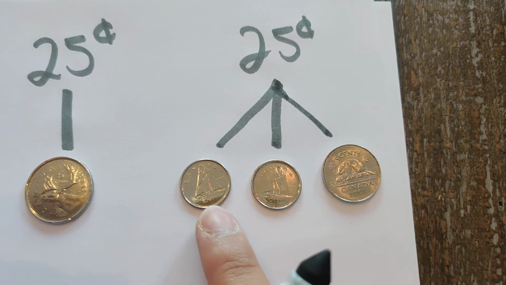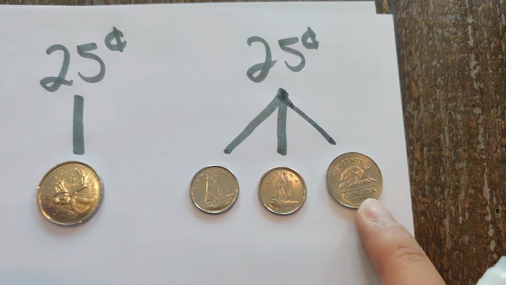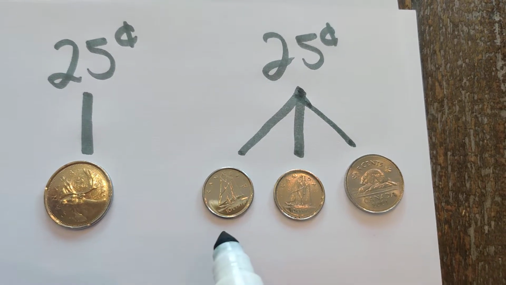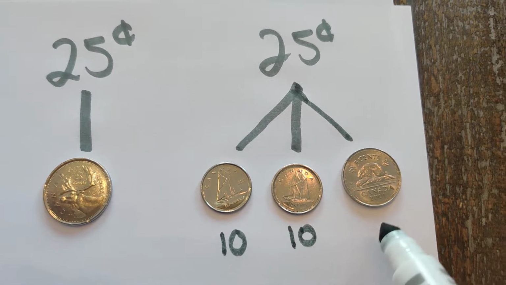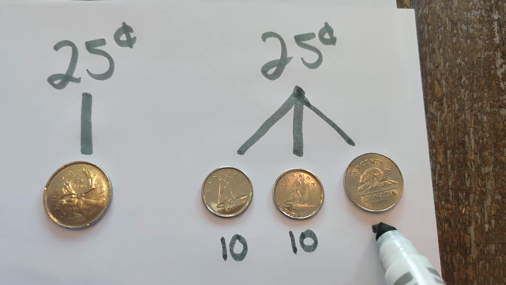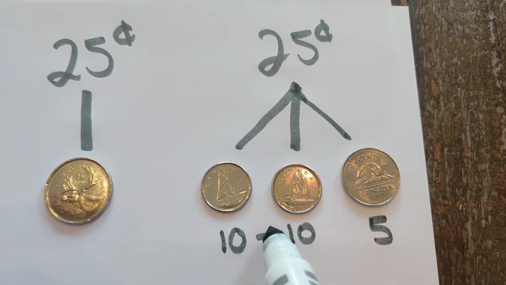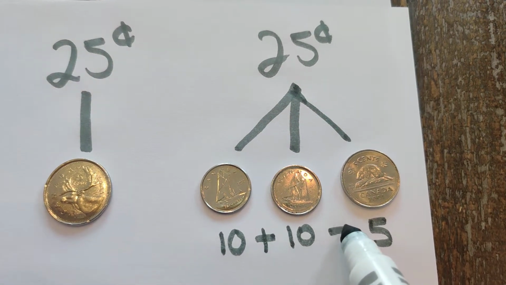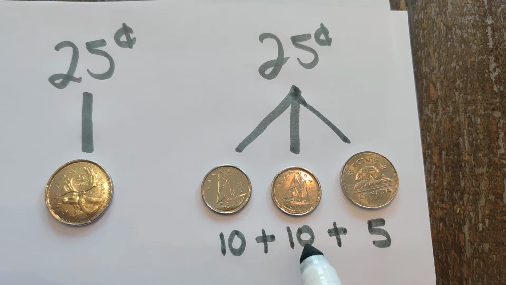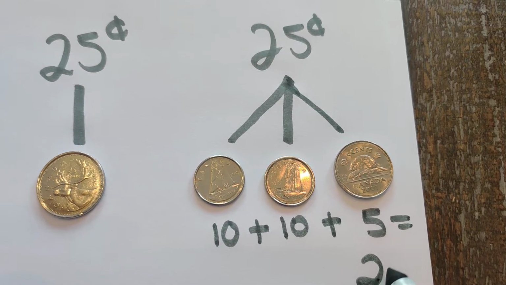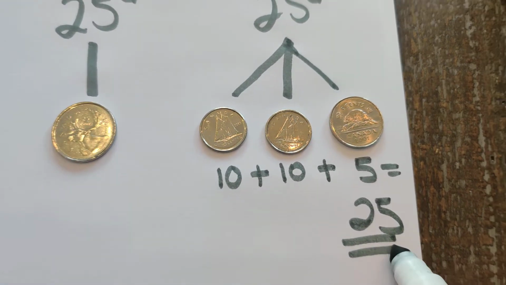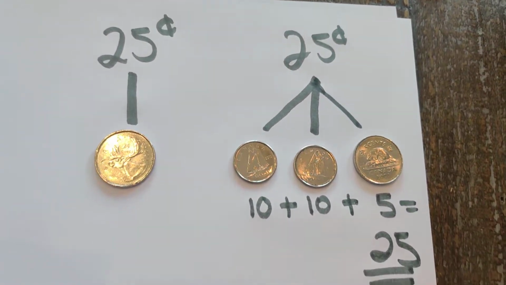So you could just use 1 coin of 25 cents or 1 quarter to represent 25 cents. Or you can use a dime and a nickel. Because you're looking here, this is 10. The little number says 10. And the little number here says 5. So 10 plus 10 plus 5. 10 plus 10, c'est 20. Plus 5, c'est 25. So you know that you've got 25 at the top here.